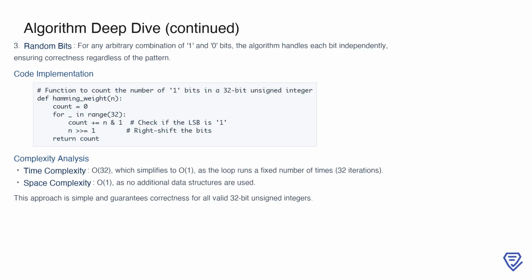As for the complexity analysis, the time complexity is O(32), which simplifies to O(1), because the loop always runs a fixed number of iterations. The space complexity is O(1), since no additional data structures are required, and the input number is manipulated in place. This makes the approach both simple and efficient, ensuring correctness for all valid 32-bit unsigned integers.